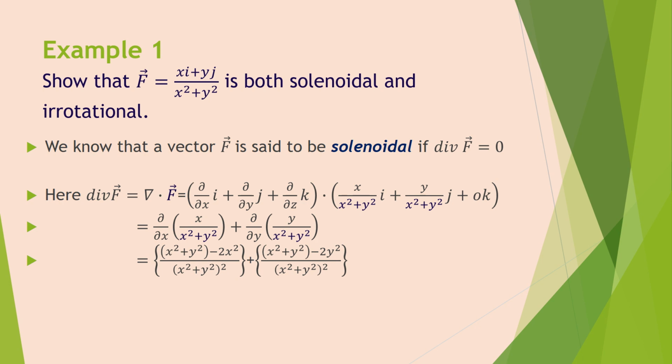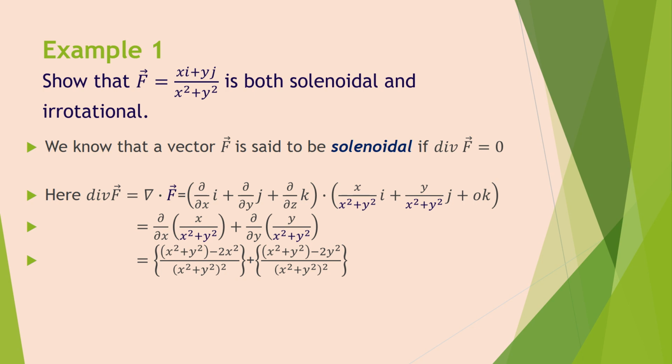So again, quotient rule: denominator into derivative of numerator, that is (x² + y²) into the derivative of the numerator. The numerator here is y, and its derivative with respect to y is 1. So (x² + y²) into 1, minus numerator, that is y, into the derivative of the denominator. The denominator is x² + y², and x² is constant here since we are differentiating partially with respect to y.